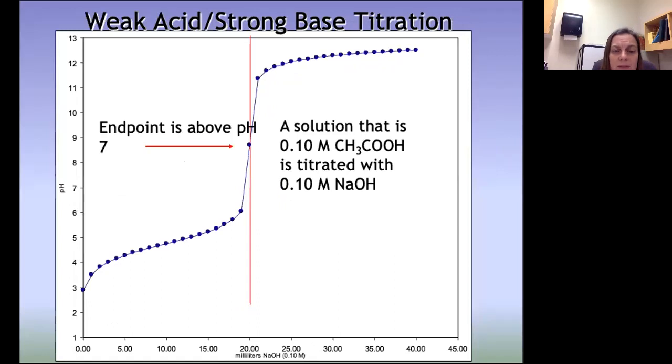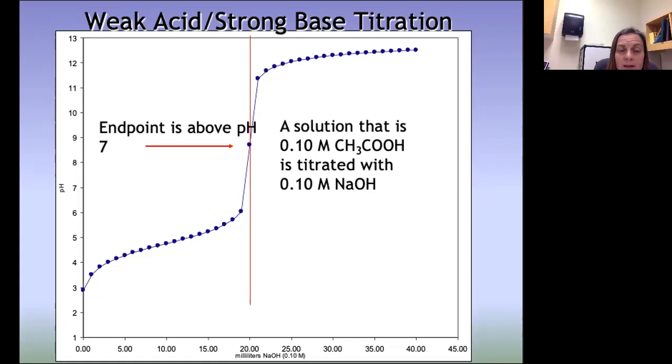If we were to perform the same titration on acetic acid with sodium hydroxide, you can see that the endpoint is above 7. You can also see that there's a much more gradual slope in the pH change. There's more of a slope to the pH change prior to the endpoint.